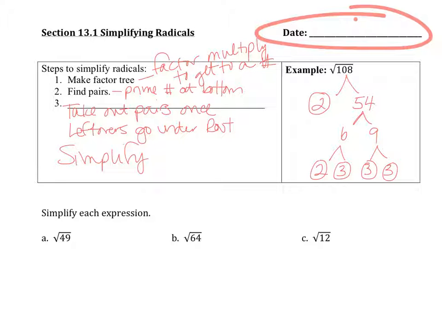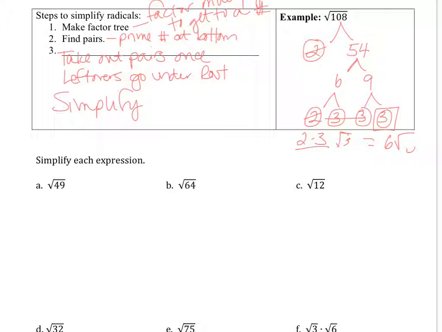All right. I'm going to take out my pairs. So I have a pair of 2's. That's going to come out once, multiplied by my pair of 3's. That's going to come out once. My leftover 3 is going to go under a square root. Simplifying that, 2 times 3 is 6. Square root of 3. Alright. So that's the simplified version of 108.